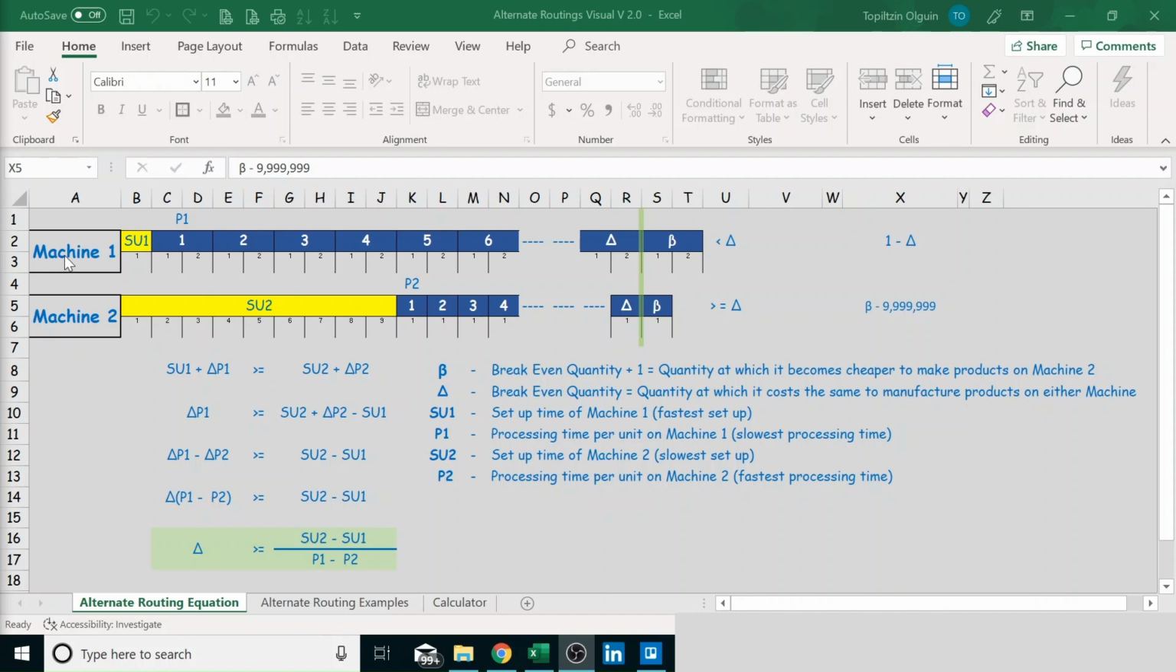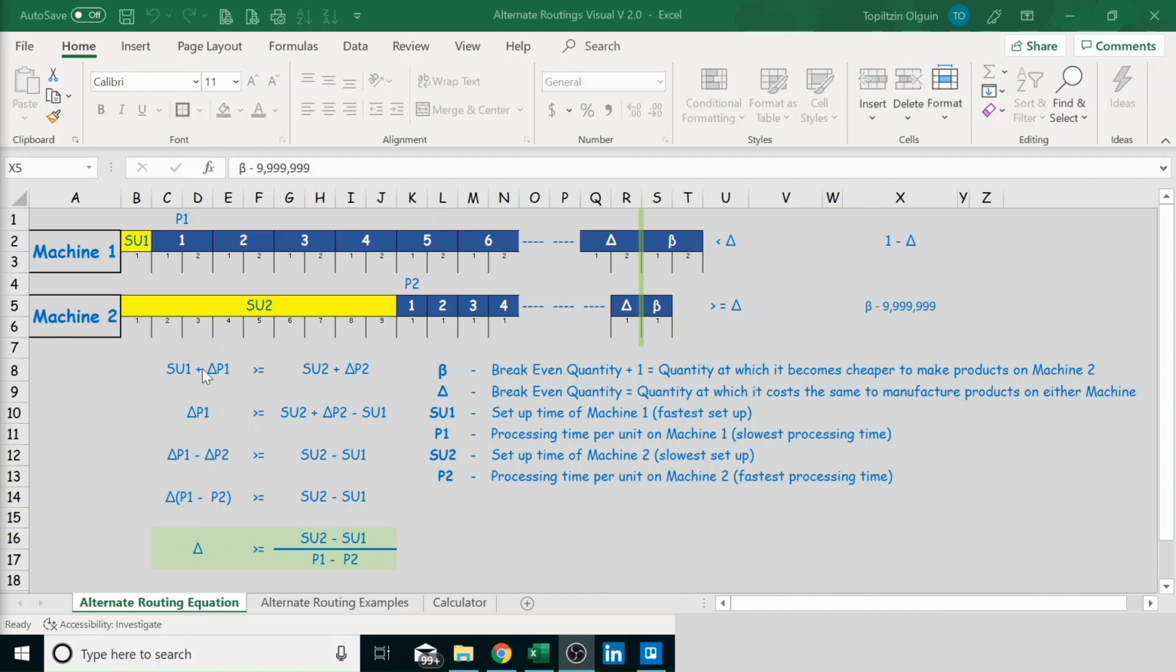Or work center for machine one. If it's more than delta, from beta and above to infinity, or whatever number your ERP system uses as infinity, then it's going to be built on machine 2. And that is for efficiency purposes, cost accounting and saving on costs.